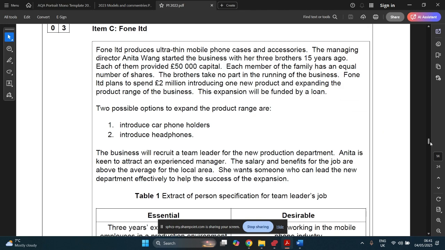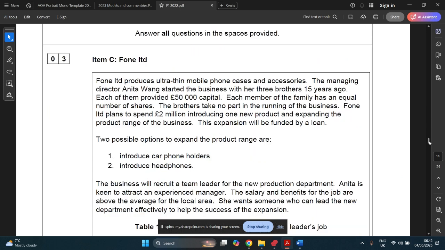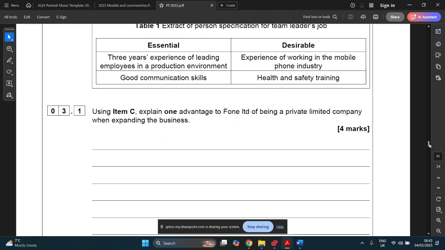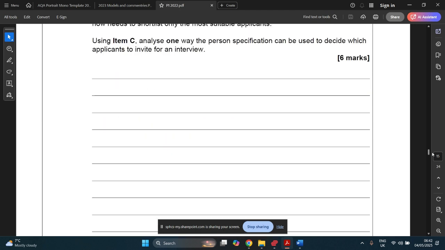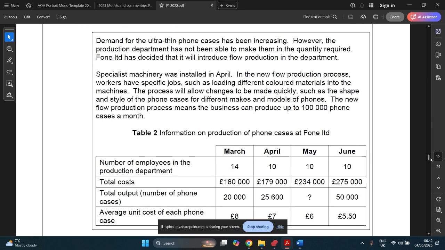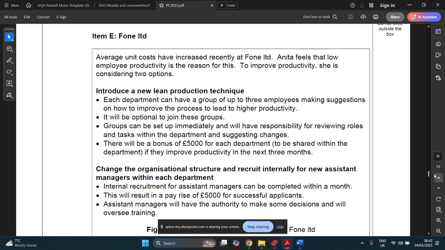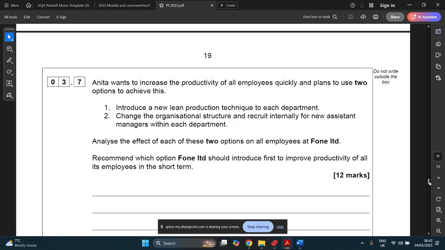All right, and what we see is section B is information about business. Section C has got some information about our second business. All right, and then we flick through it. There's our 6 markers. There's a second case study, all about the second business, and our third case study. And our third case study is what our 12 marker is based on.